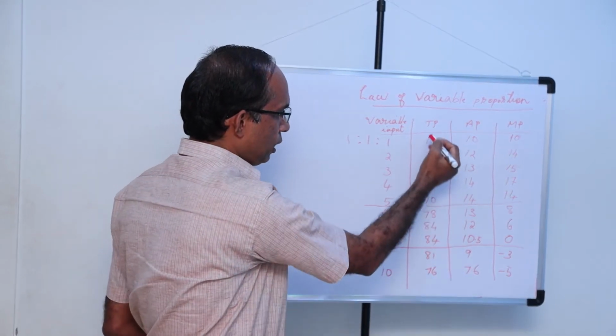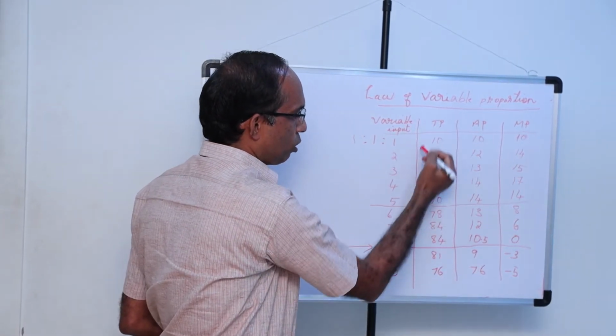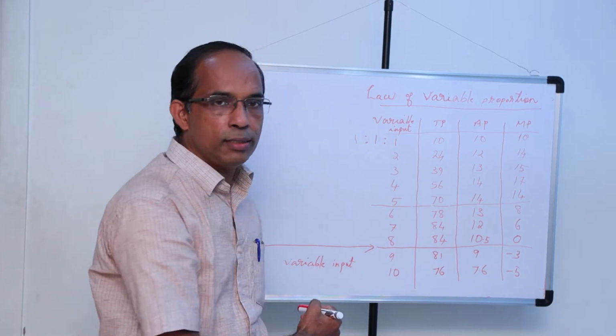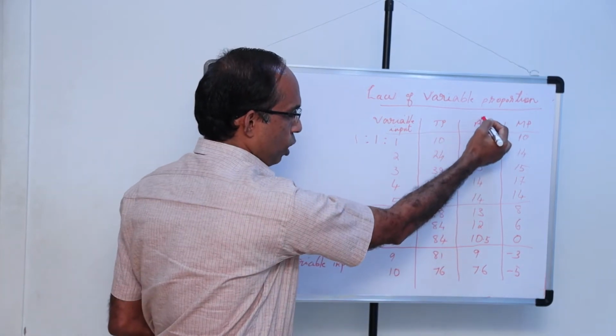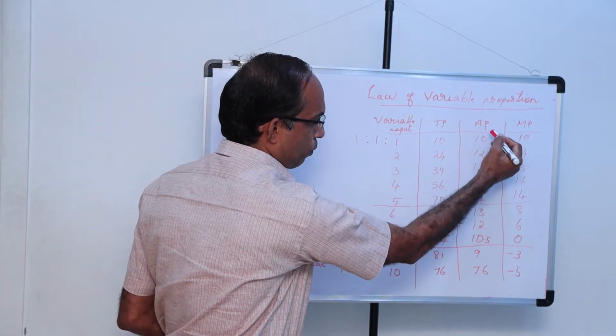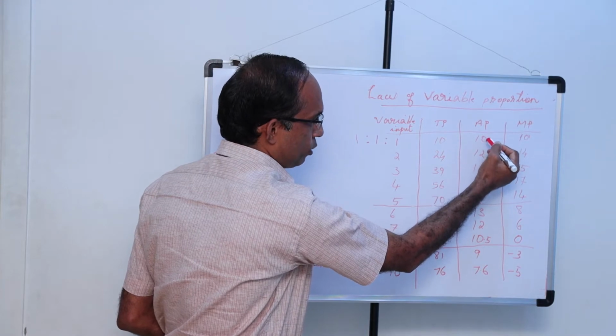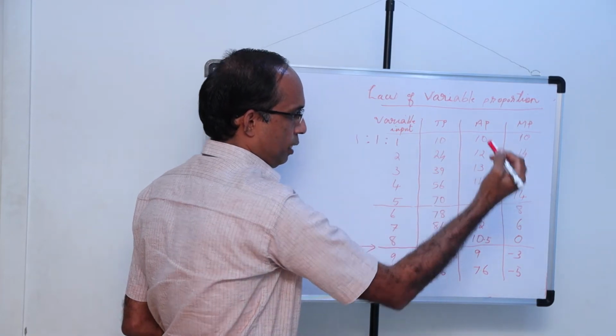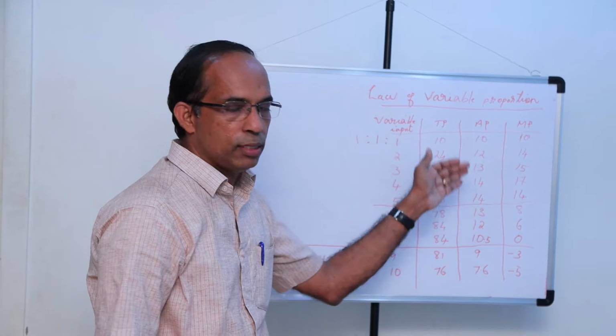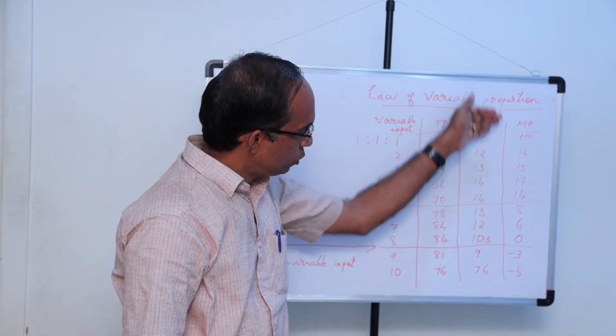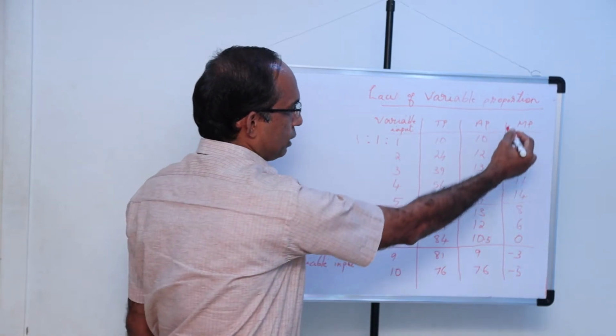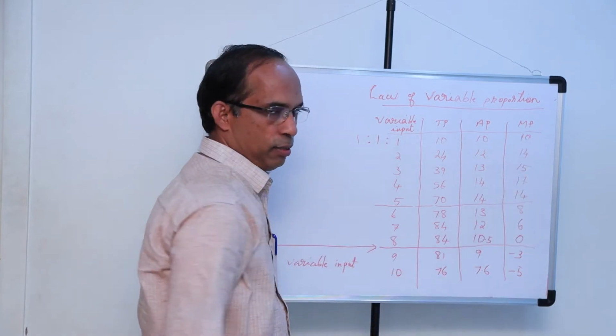In the first stage, we already saw that total product increases at an increasing rate. Then what happens to average product? Average product increases from 10, 12, 13, 14. That means average product is increasing. Then what happens to marginal product? Marginal product is also increasing.